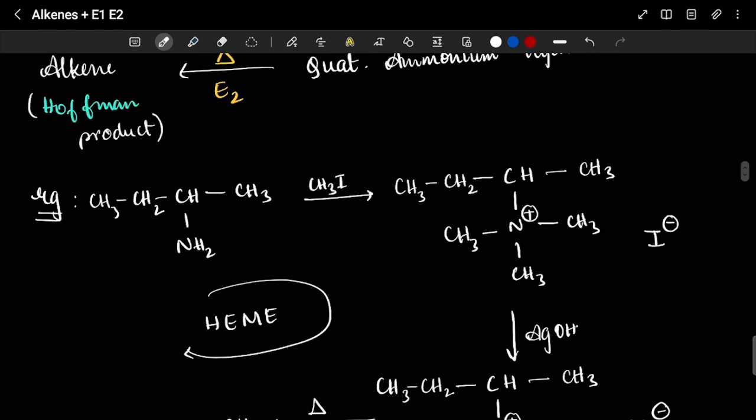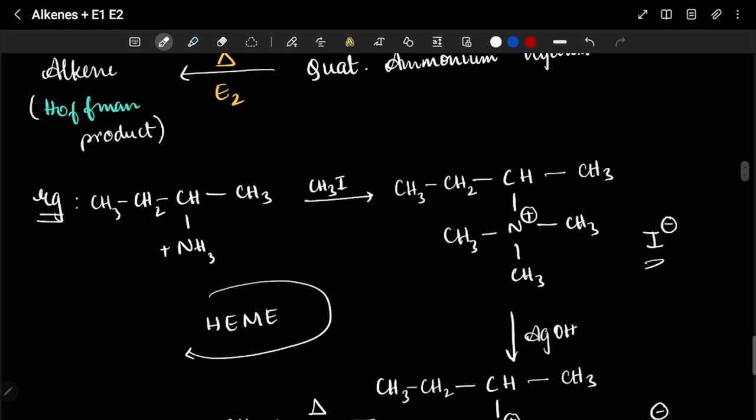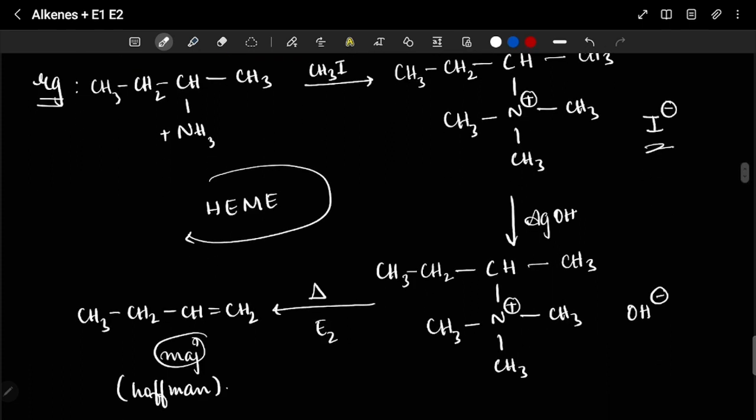See, now, first of all, you have this NH3 plus. You're treating with the excess of methyl iodide. And then what would happen? All the hydrogens are replaced with methyl groups, and then iodine is present here. So not radical, iodine ion is present here.